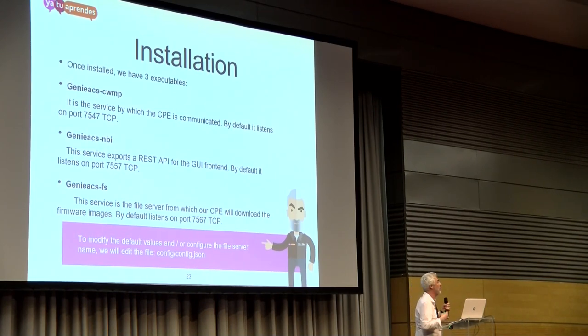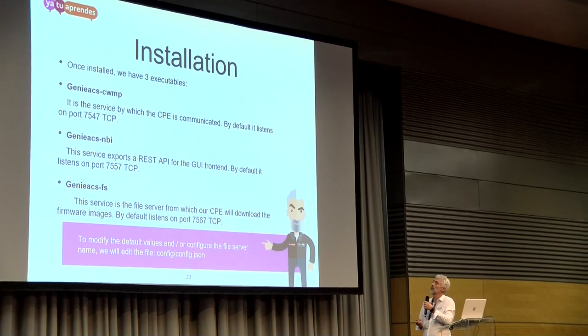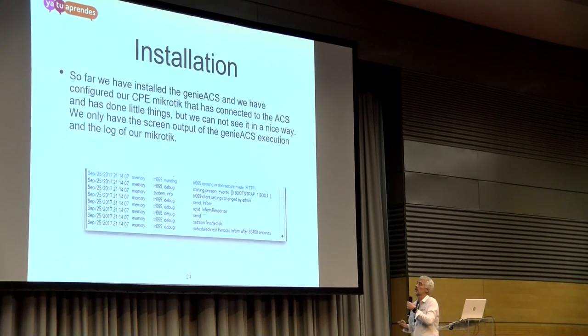Once we install and compile the software, we have three executables: cwmp, nbi, and fs. The first is the daemon that will interact with our remote equipment. The second one offers an API for the front end. And the last one is the file server, which will serve the files that we want to send to our device. Here are the default ports you need to open on the firewall to reach the server from the equipment.